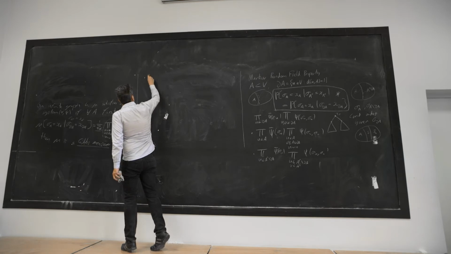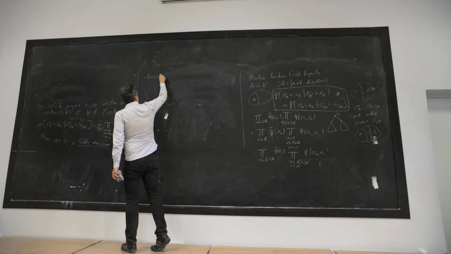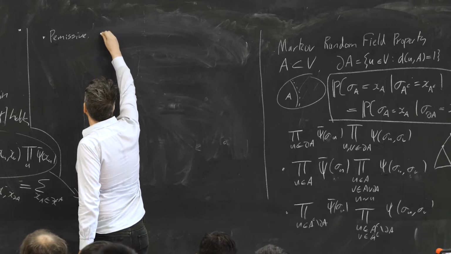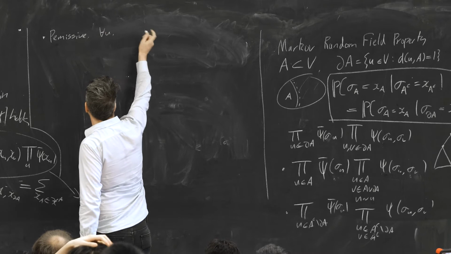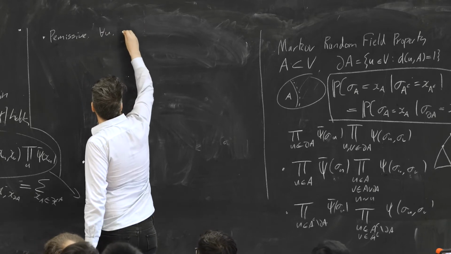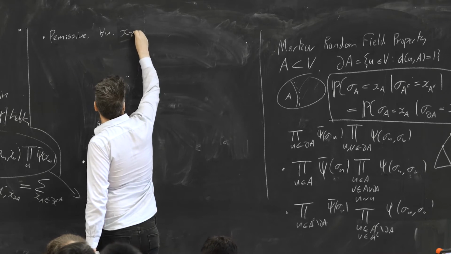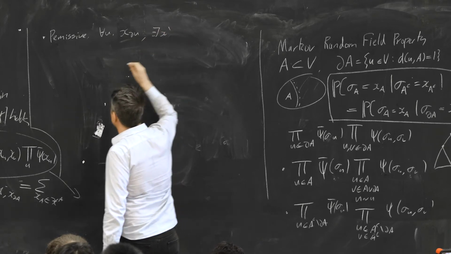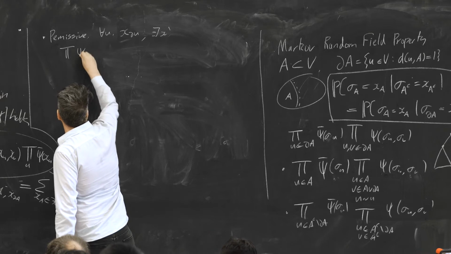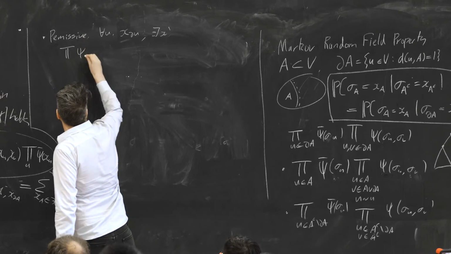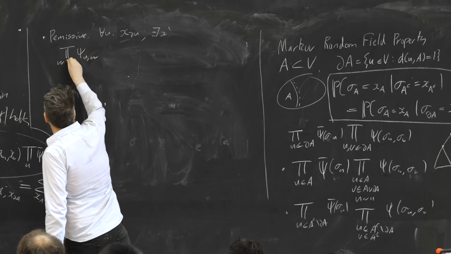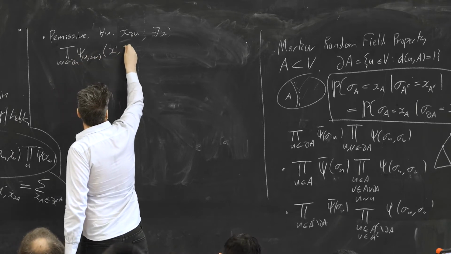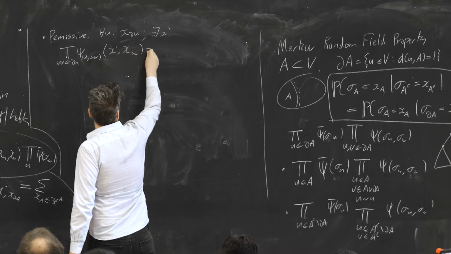One is, I could ask that it's permissive, which will basically mean that for any vertex u, and any configuration on the neighbors of u, there exists a state such that the product of psi over w in the boundary of u, of xw, is greater than 0.